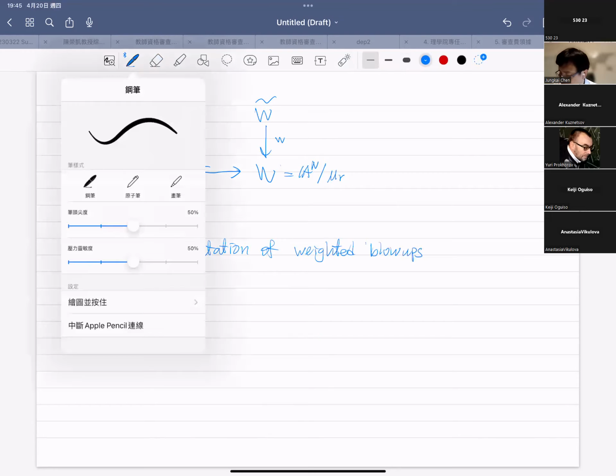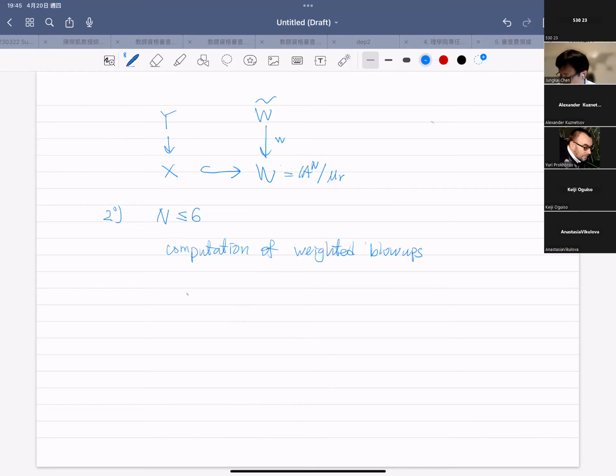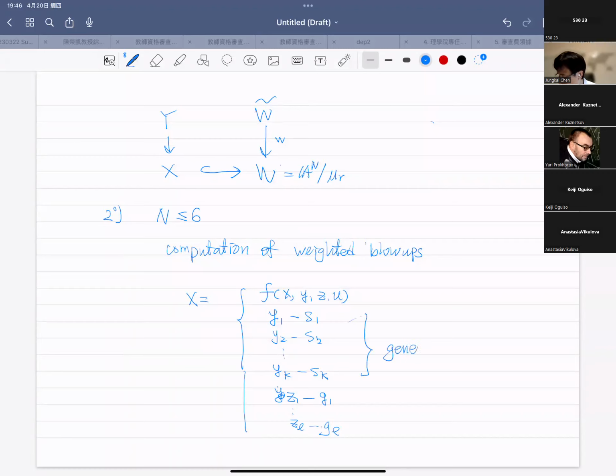Okay, so now in this kind of embedding, all we can see is that X is defined by something like this. So X, the original equation, may be given by F(x, y, z, u) and then we might introduce some new variables y1, y2, etc. That's new variables. And probably a little bit more. So we might need more variables. Okay, so these variables are coming from the generators of the ideal, and these are coming from the approximation.